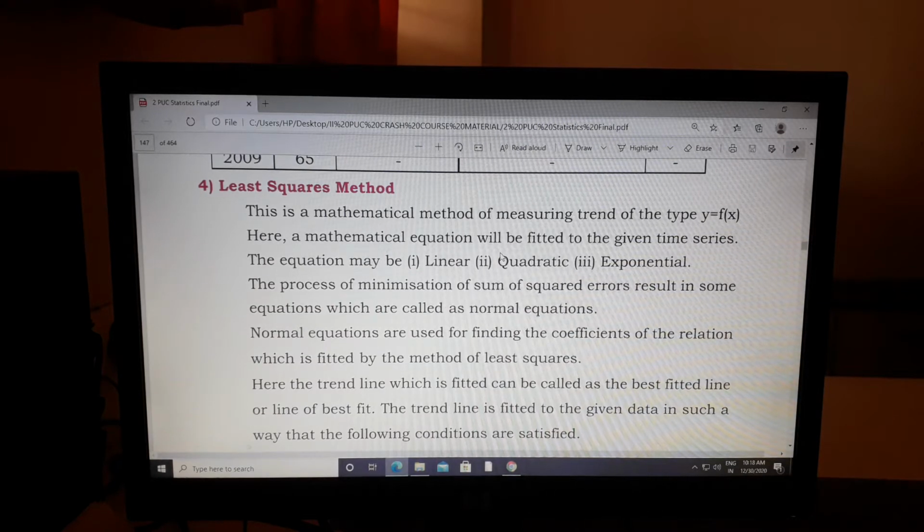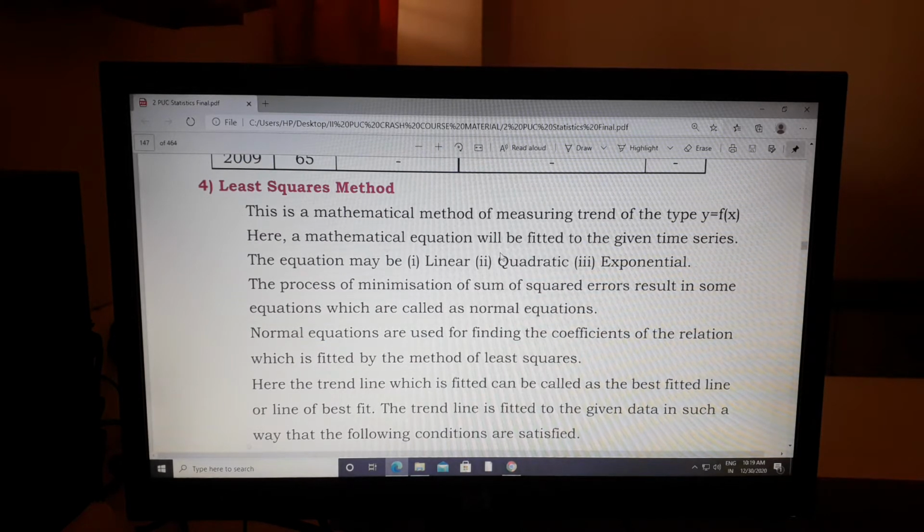So that is nothing but estimating the constants by converting into squares. The normal equation, how has it to be converted? The sum of squared errors results in some equations. So whenever you are doing the squares, if you find any errors, those will be evaluated and computed in terms of equations. Those equations are called normal equations.